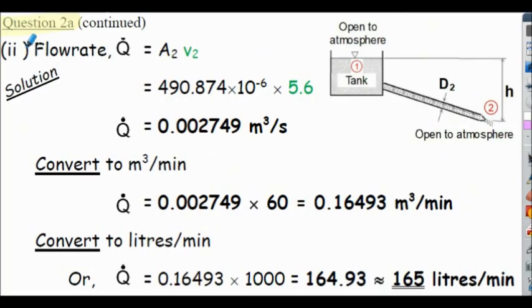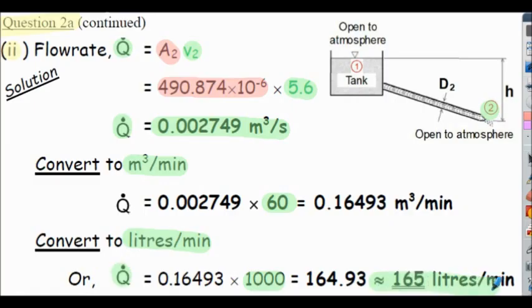And question 2a, part 2. So flow rate at the outlet Q dot is going to be A2 multiplied by V2, velocity at the outlet. So inserting the values, we calculate Q dot, shown here in meters cubed per second, and I've shown that now converted to meters cubed per minute, basically multiplying by 60, and litres per minute, multiplying by 1,000. So Q dot is approximately 165 litres per minute.